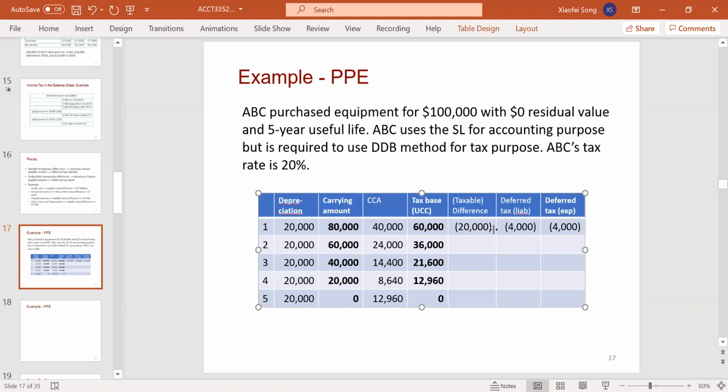So next is year two. At the end of year two, there is still 60,000 to deduct for accounting purposes, but there's only 36 to deduct for tax purposes. So future taxable income will be more or less than future accounting income.